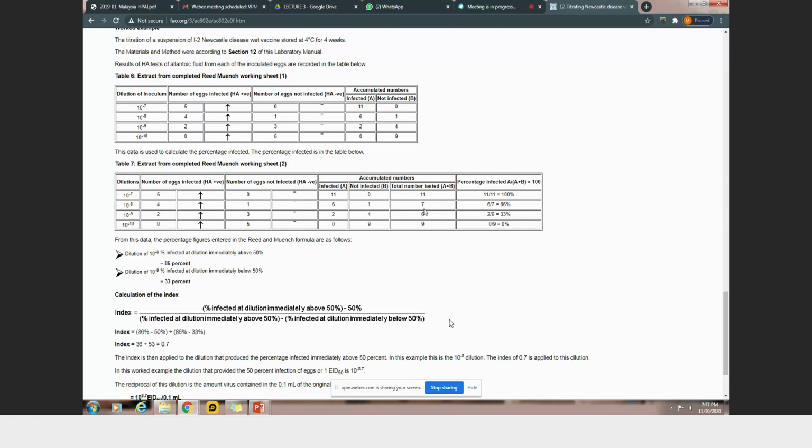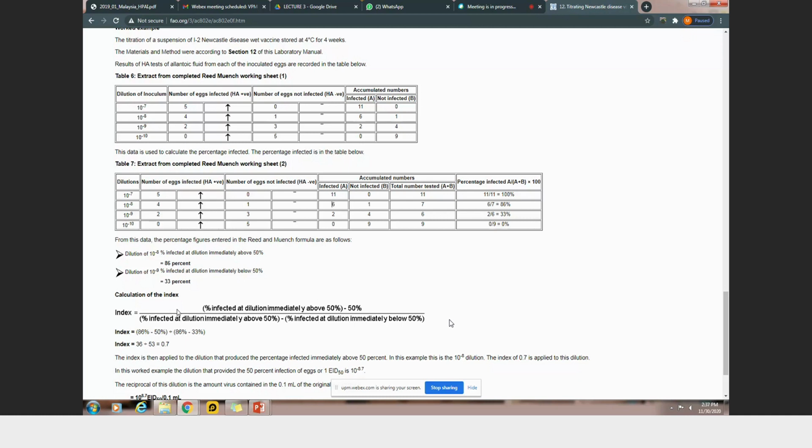Okay, and here will be 11 infected over all. So 11 infected here over all, 11 over 11, you get 100%. Here you get 6 over 7 infected divided by total. Here infected is 2 divided by total, and here is 0. So you get the percentage.